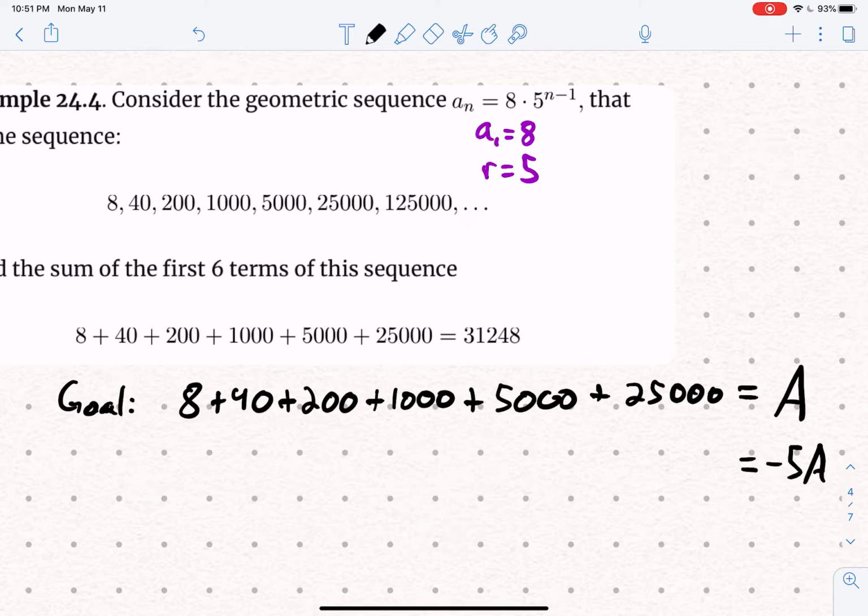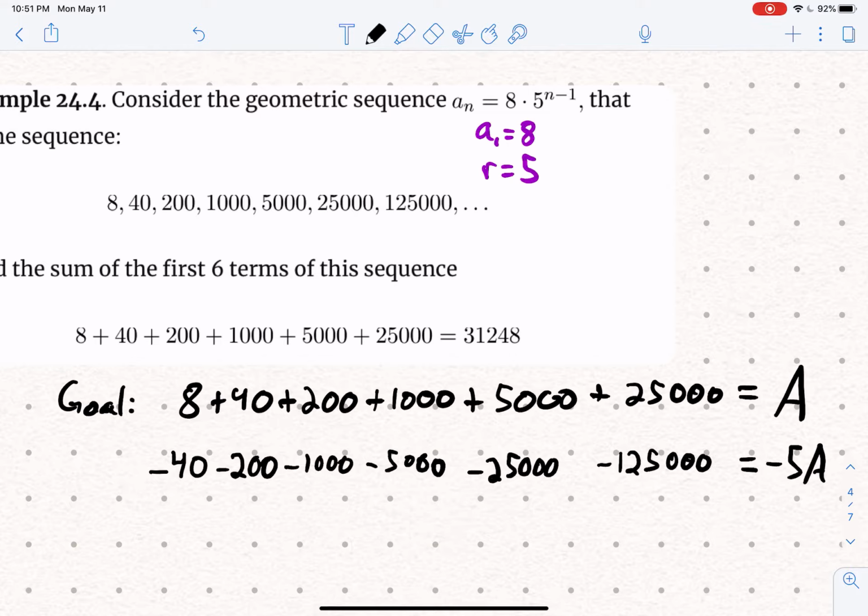So 8 times negative 5 is negative 40. 40 times negative 5, you have to maybe do a little work there, or you can look cleverly ahead, is negative 200. 200 times negative 5 is minus 1,000. 1,000 times negative 5 is minus 5,000. 5,000 times negative 5 is minus 25,000. And 25,000 times negative 5, that one requires a little bit of work, but the answer is negative 125,000.